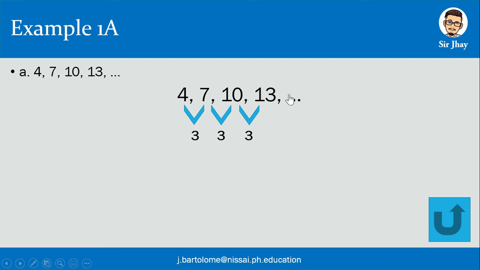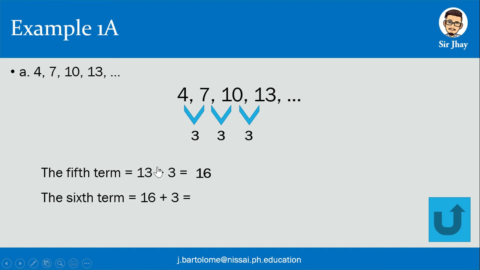Now, let's find the fifth term. In finding the fifth term, we need to get the fourth term and add the common difference. So the fifth term will be the fourth term plus the common difference, which is 3, giving 16. And the sixth term is 16, the fifth term, plus the common difference 3, which gives 19. Therefore, we obtained the fifth and sixth terms of the given sequence.